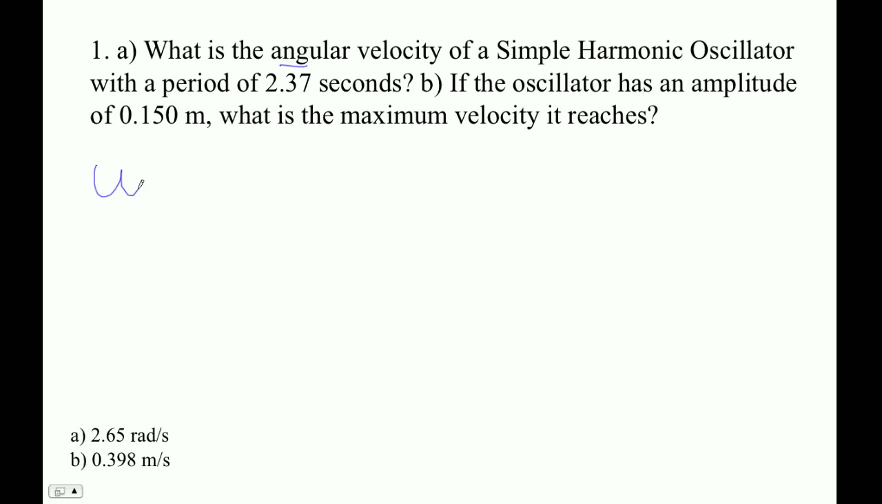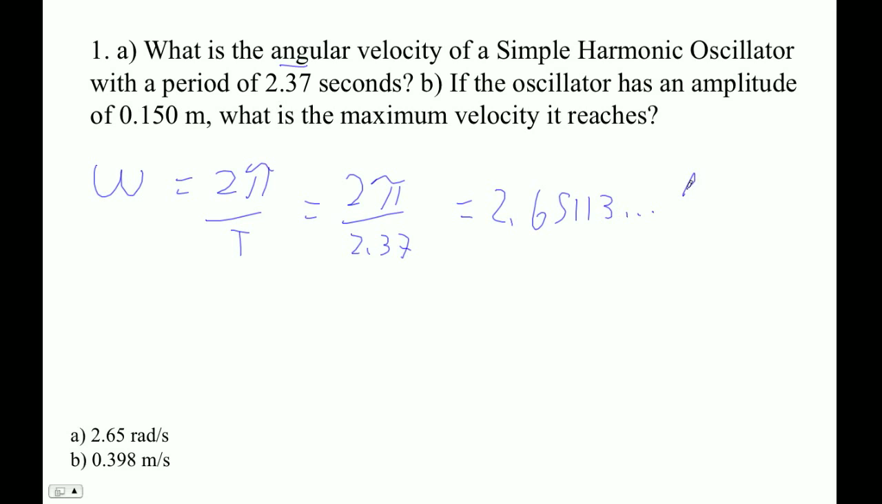That's the omega, and omega is 2 pi over period, right? So that's 2 pi over 2.37. So 2 times pi divided by 2.37. And that is 2.65113, etc., right? And this is radians per second, right?